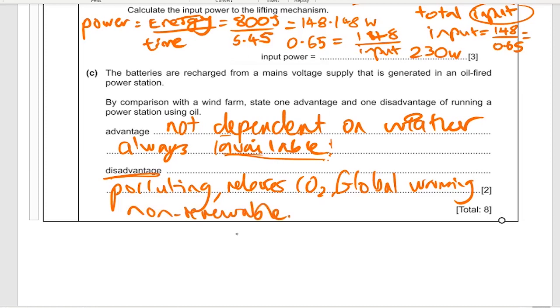Most people got this second part of the question right. The first part is where people didn't quite give the right advantage. A lot of people said it's cheaper. It's not actually any cheaper now to use oil than it is to produce a wind farm. The costs are about equivalent now because of the rise in oil prices and the decrease in manufacturing costs for producing wind turbines. So cost is not a factor that we can talk about in this sort of question anymore.